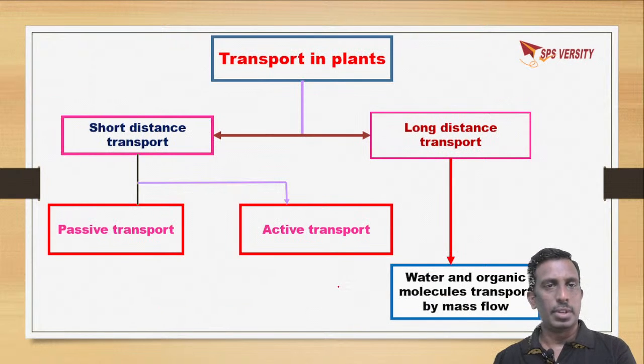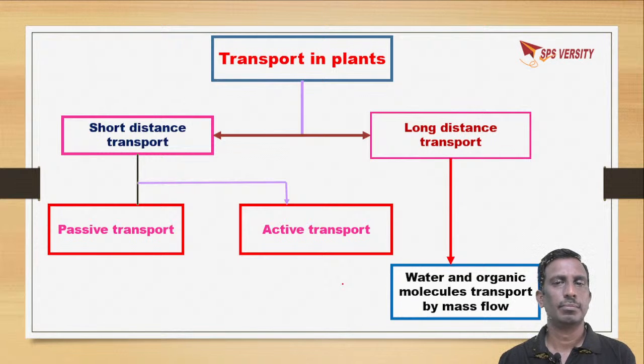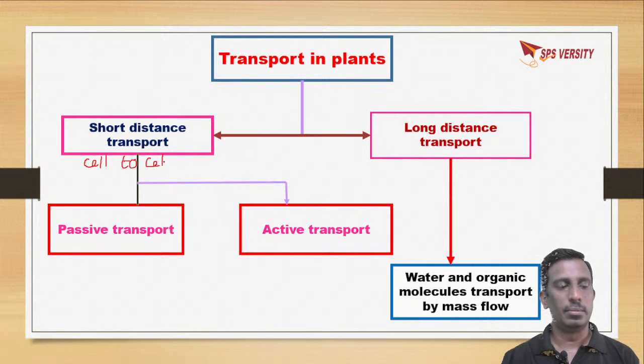So here, first, when you take transport in plants, it can be divided into short distance transport and long distance transport. Short distance means from one cell to another cell, that is, from cell to cell.